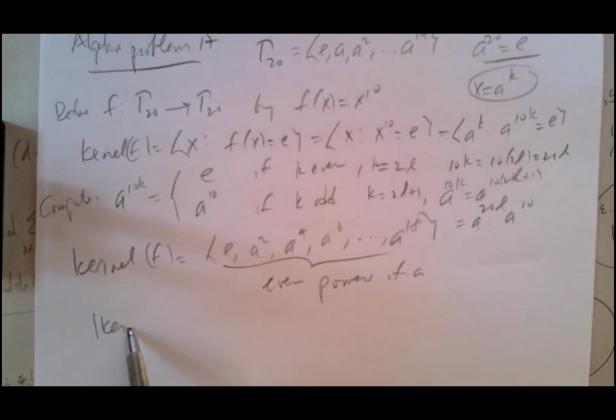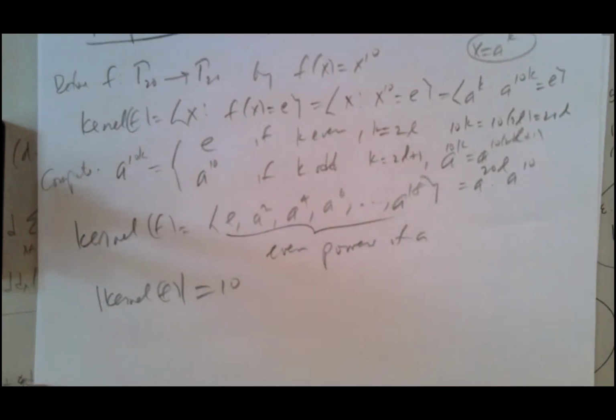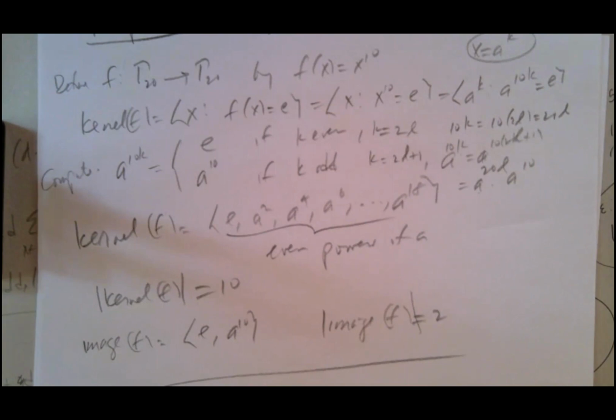And so the cardinality of this kernel is 10, because there are 10 even numbers from 0 to 20. In the image of f, you either get e or you get a to the 10th. And the cardinality of the image is 2. So that's part A. A question about that?